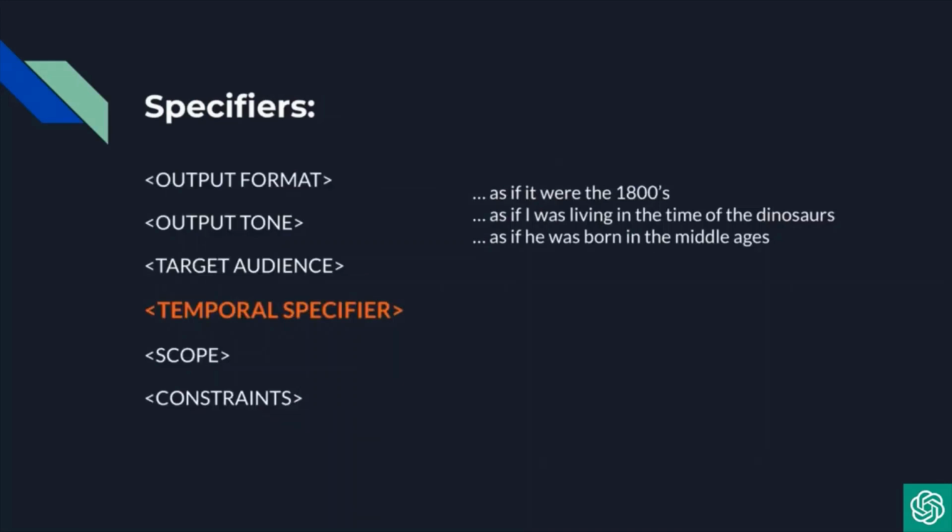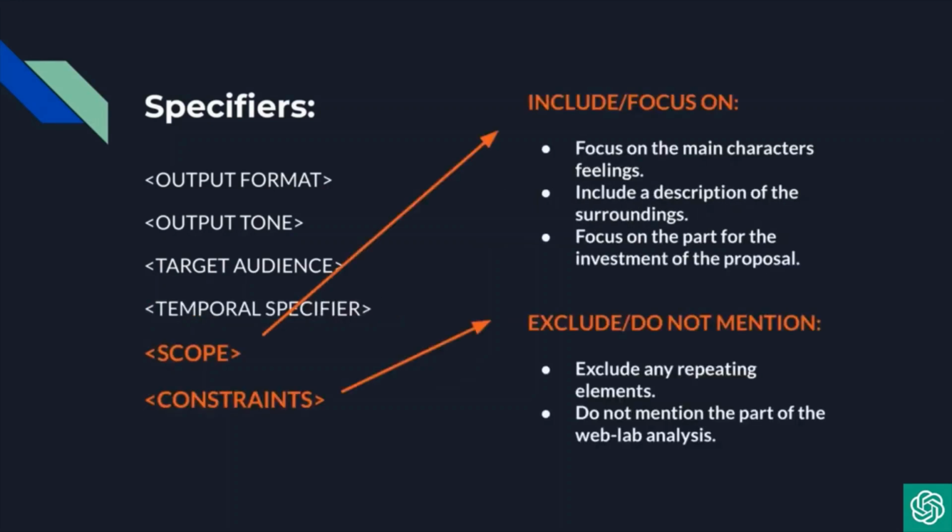Temporal specifiers are specifications related to the time or writing style. I don't typically use them, but they might include directions like describe it as if it were the 1800s, write as if you were living in the time of the dinosaurs, etc. Lastly, we have the scope and the constraints. The scope specifies what to include in the prompt, while the constraints specify what to exclude or how much to include. To define the scope, you might say focus on this or include this. To define constraints, you might use statements such as exclude or do not mention.